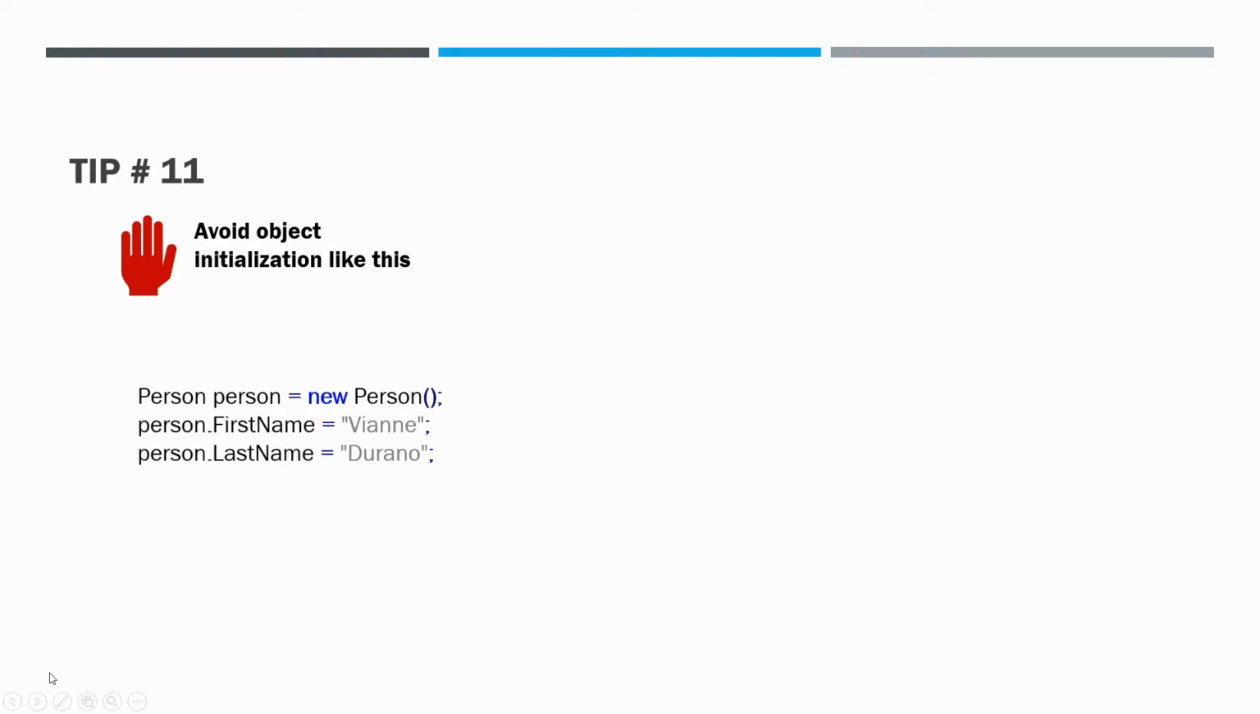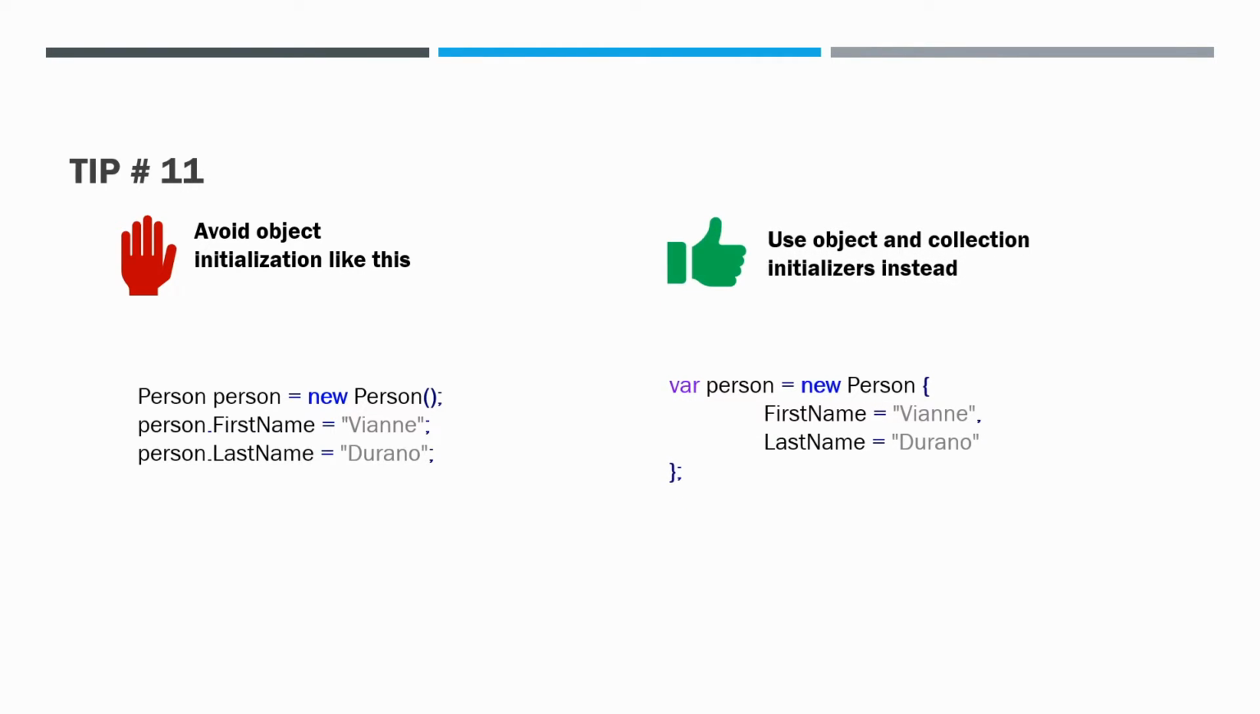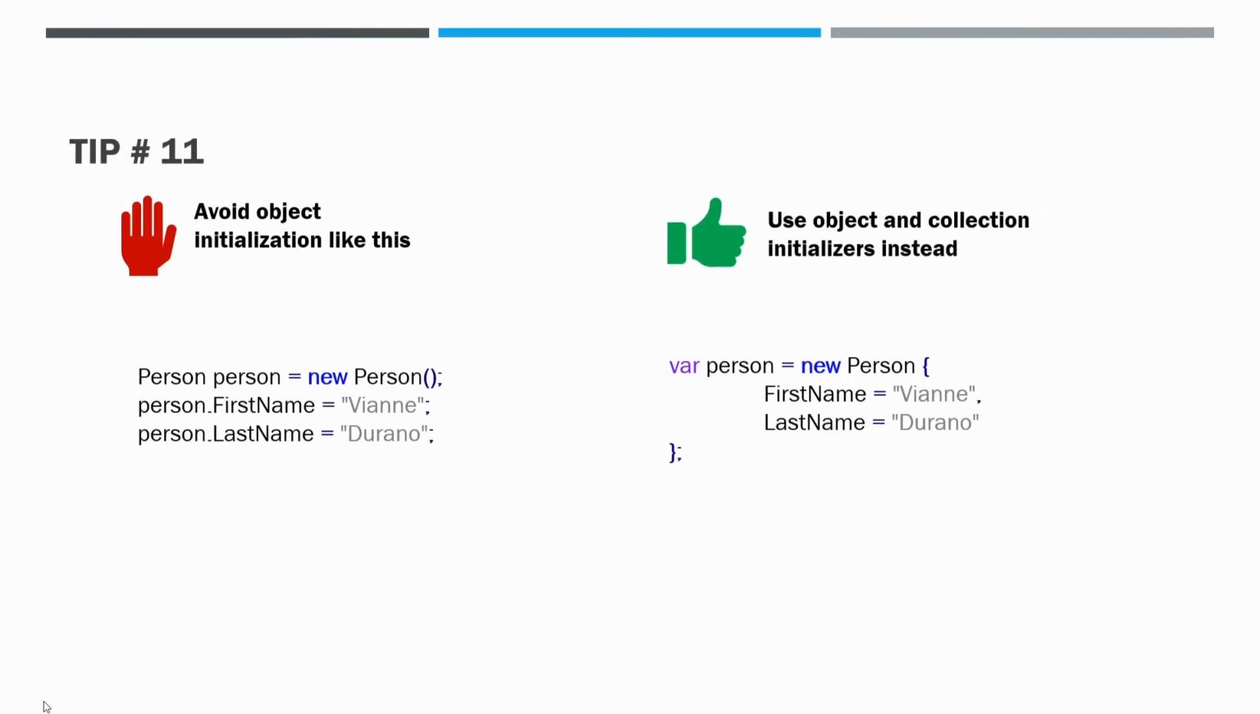Tip number 11. Avoid object initialization like this. Instead, use object and collection initializers. This way it's much cleaner and easy to understand.